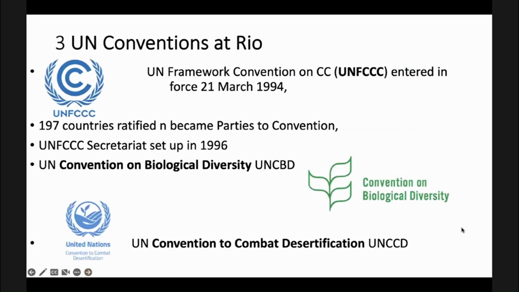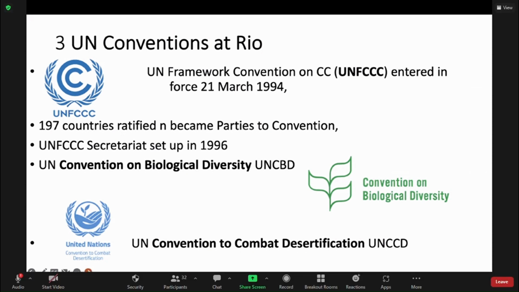3 UN conventions were adopted at Rio. We've already talked about UNFCCC, which entered into force on 21st March 1994. 197 countries ratified and became party to the convention. And a secretariat was set up in 1996, first elsewhere and later moved to Bonn. The other 2 conventions are also going in parallel, and these 3 conventions are the Rio Conventions, which are very important. Next slide.